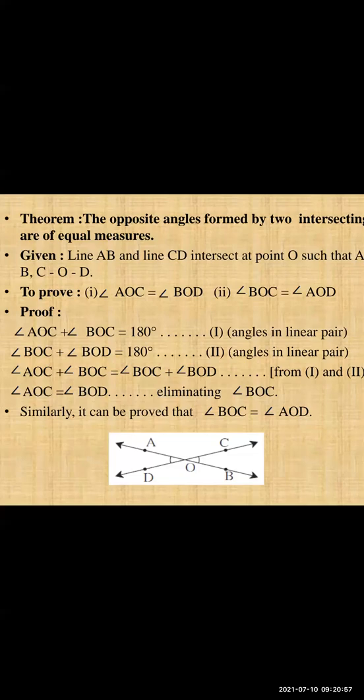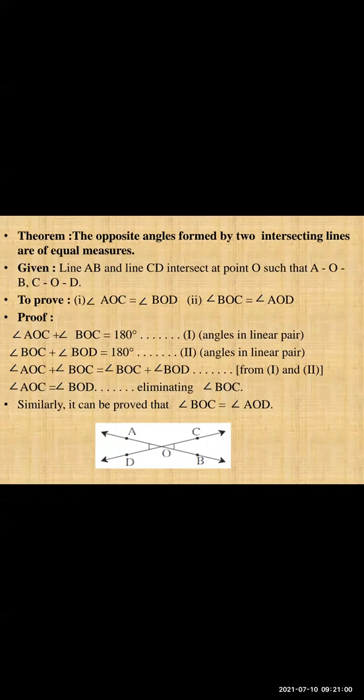So what is the given part to us? Line AB and CD intersect at point O, such that two lines intersect each other. This is the given part to us. We consider AB as one line, CD as the second line, and the point of intersection we call O. Such that A-O-B means A, O, B are collinear, and C-O-D means C, O, D are also collinear.